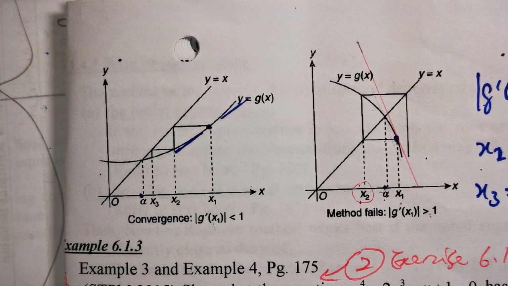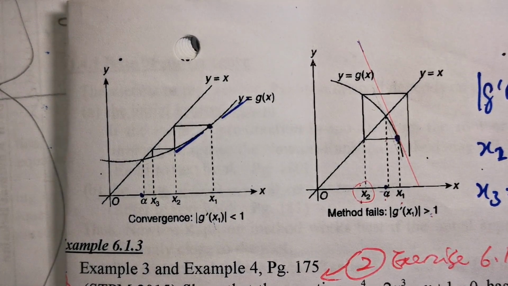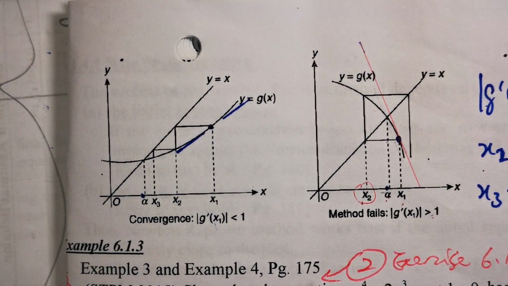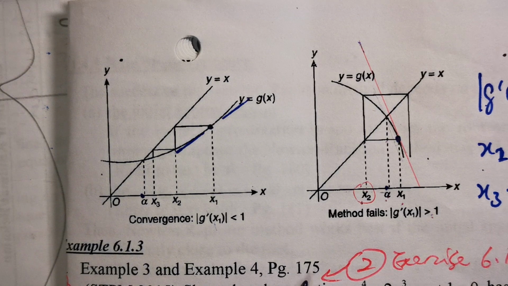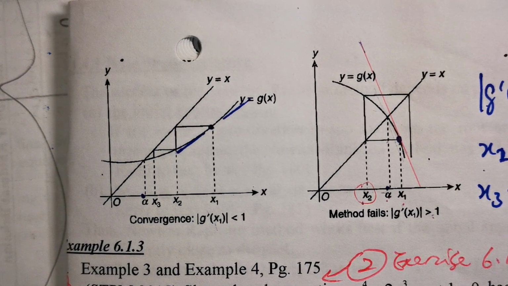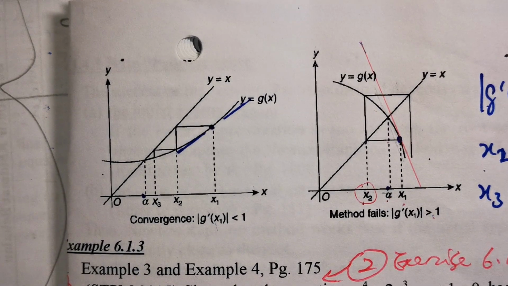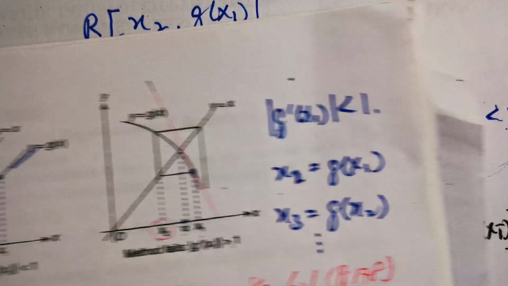So this is the concept of the iterative method. Now we will see two examples in the textbook, example 3 and example 4, page 175. We are going to discuss these two examples, then exercise 6.1, then there is one past year question for the iterative method, which is 2015. So let's look at the textbook.